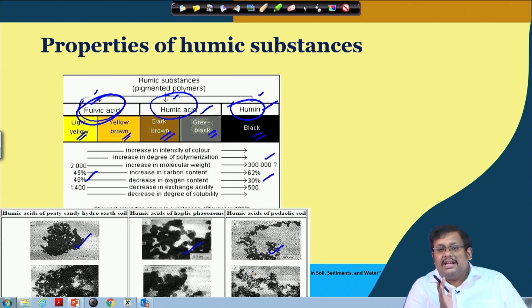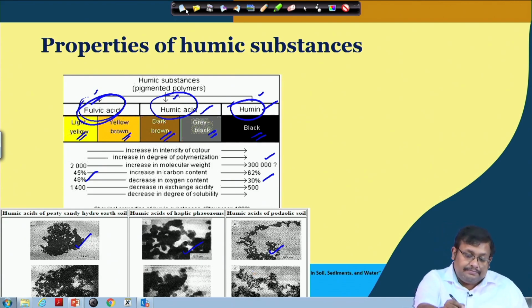Remember one thumb rule: fulvic acid is lighter than humic acid. Humic acid is somewhat intermediate between humin and fulvic acid. Color intensifies from fulvic acid to humin. Molecular weight increases, oxygen containing group decreases, exchange acidity decreases, and degree of solubility also decreases, and degree of polymerization increases as we go from the fulvic acid to humic acid to humin.